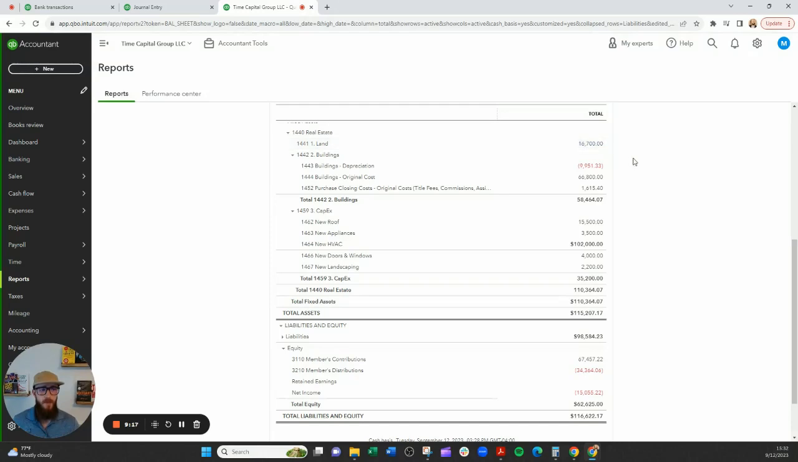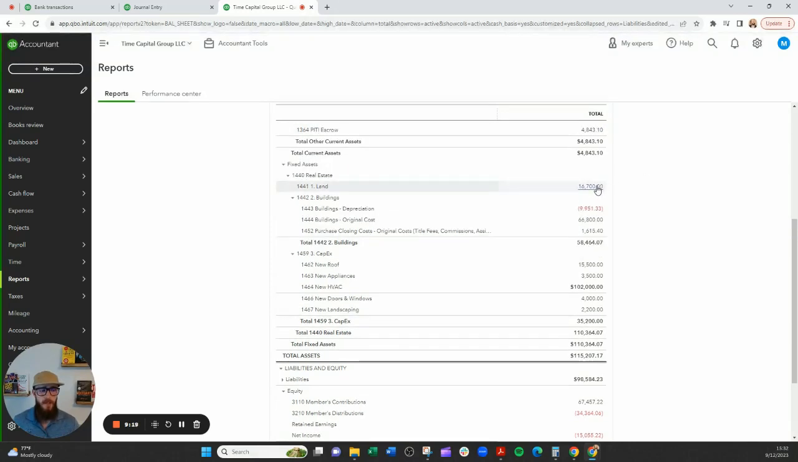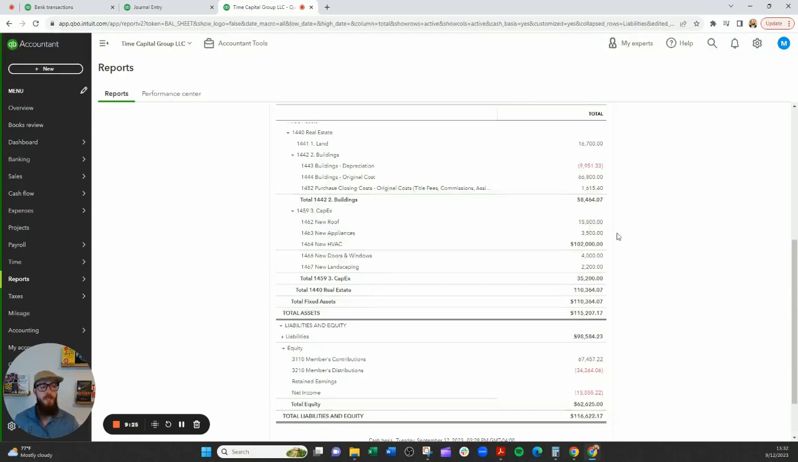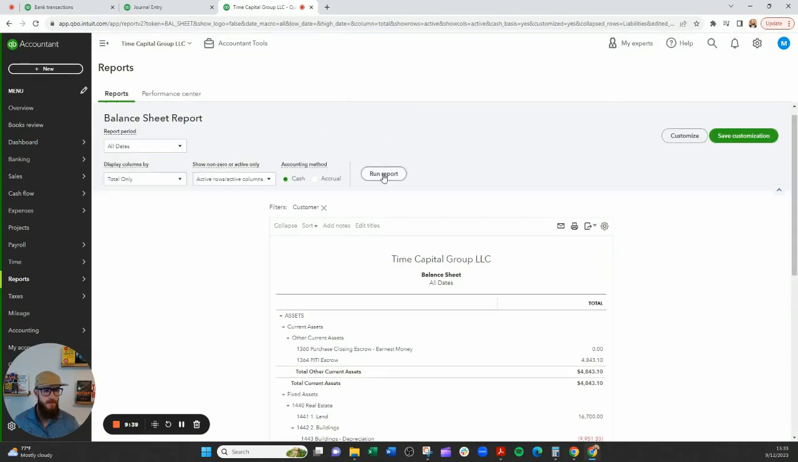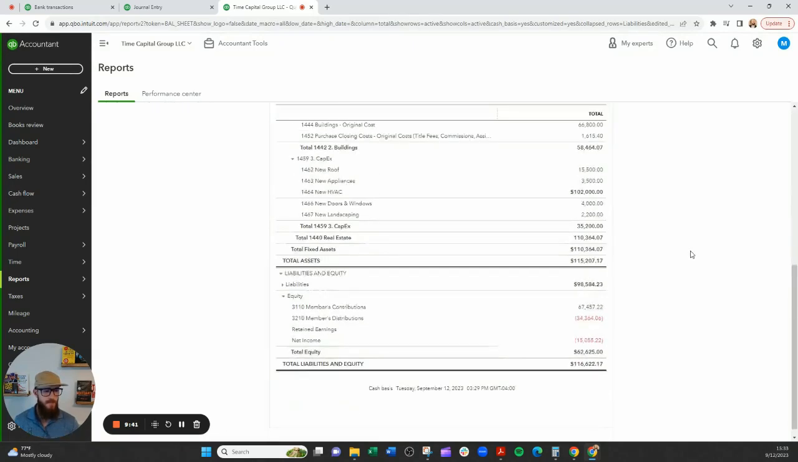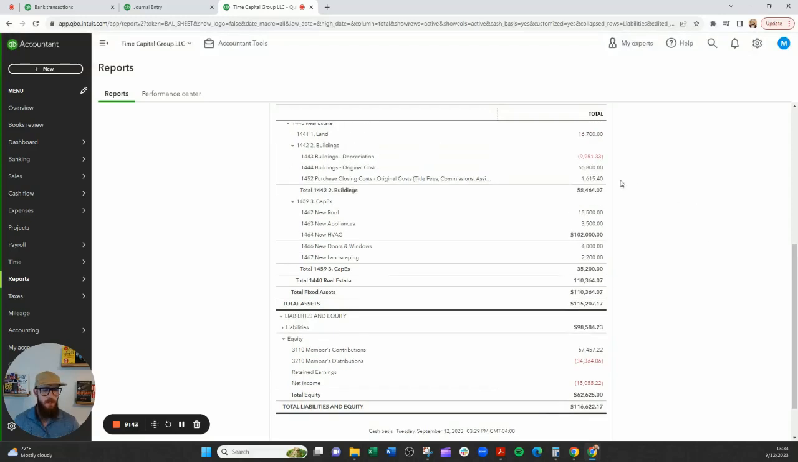These are accounts that we need to clear out. So these are basis accounts: land, appreciation for the building, original cost for the building, some purchase closing costs. We have some CapEx. Not sure why new HVAC shows 102. I'm not sure why that's showing such a heavy figure. Let me run this report again. And it's still showing that.